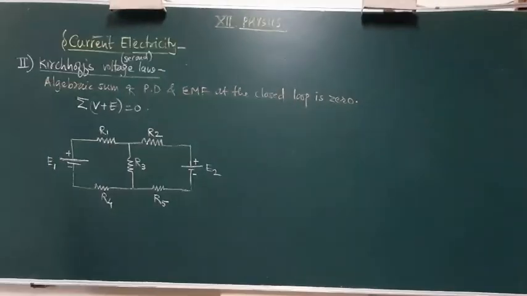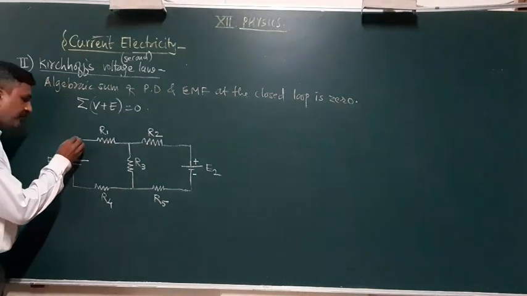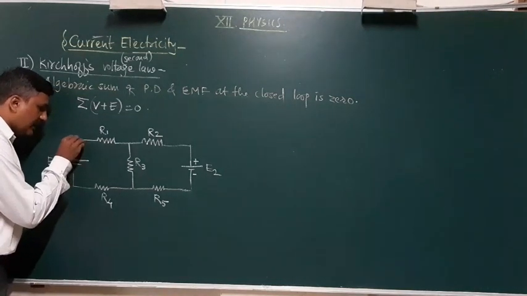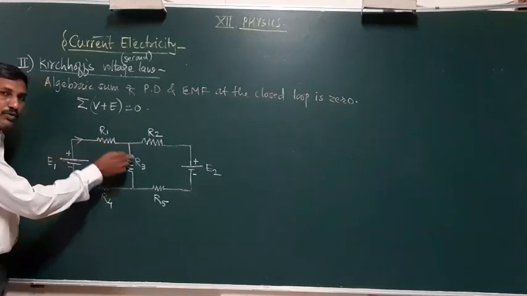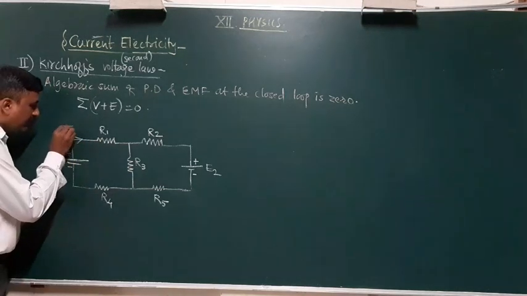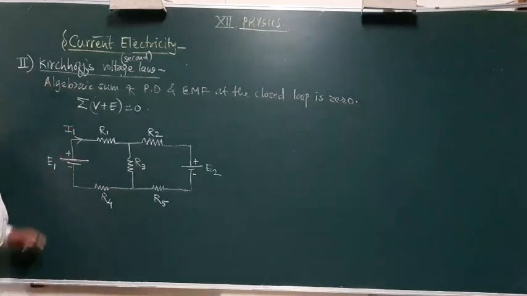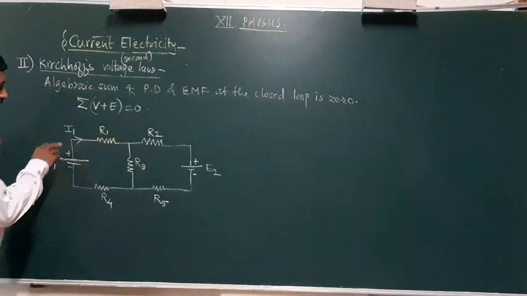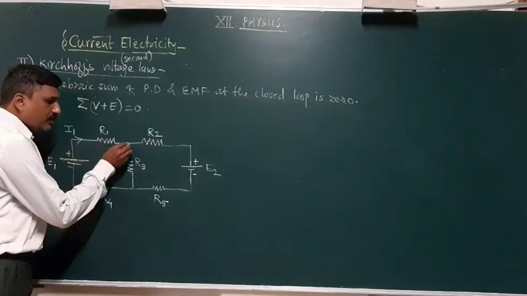Now the current is flowing. What is the direction of electric current? It will be very simple. Current flows in this direction, from the positive to the negative terminal. Therefore this is my I1 amount of current flowing. This I1 reaches up to this point.